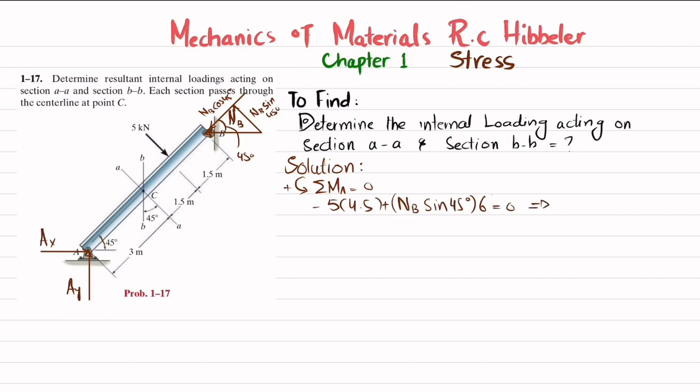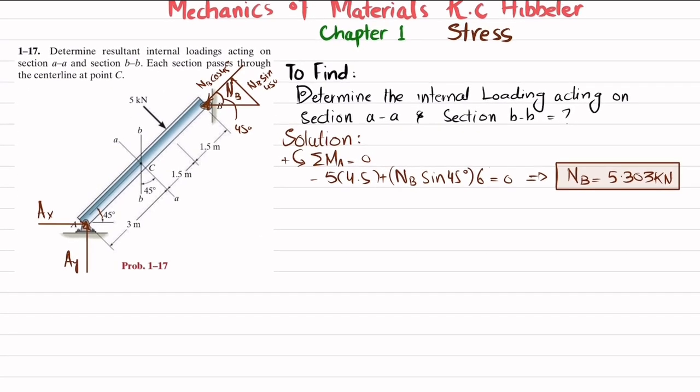So when you solve this you will get NB equal to 5.303 kilonewton. Now you have this reaction force NB. You can also find AY and AX, but we do not need them. So what we will do is find the internal loading for section AA. Section AA is this one.